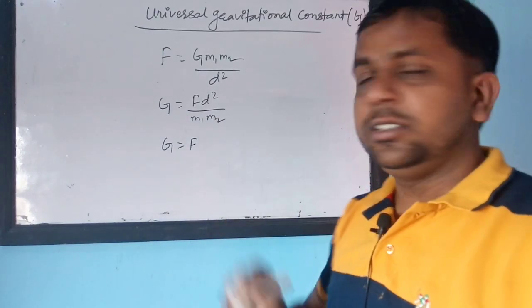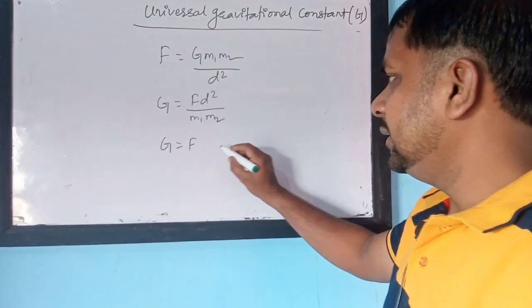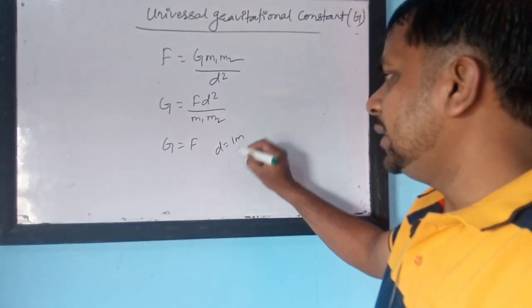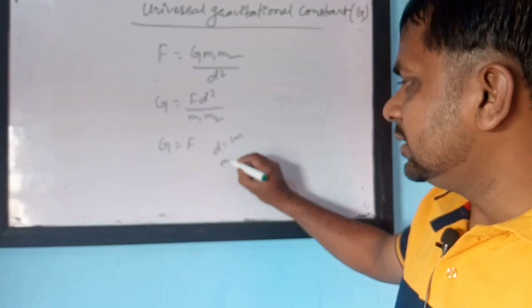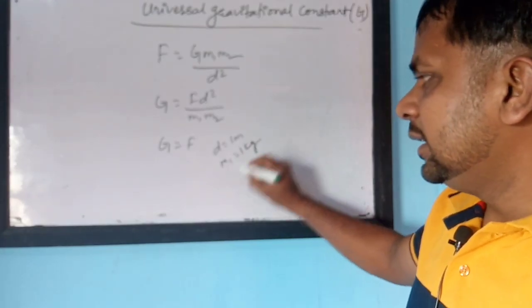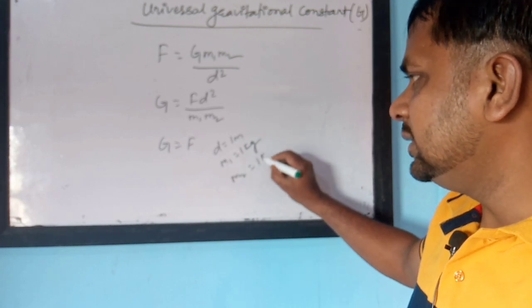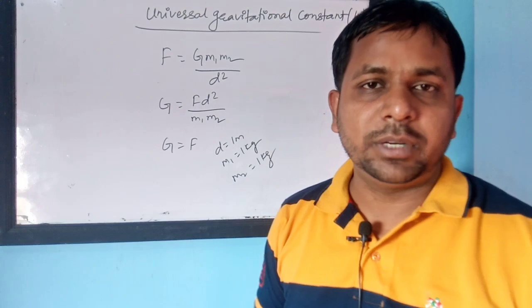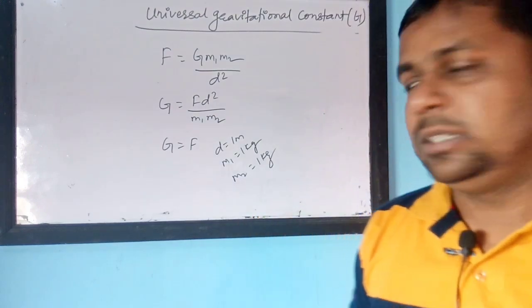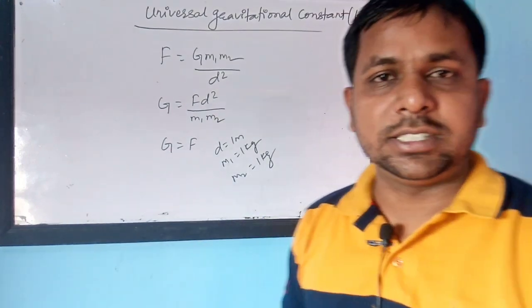In which condition will G be equal to F? Let us see. When the distance between the two bodies is 1 meter and the two bodies' masses are 1 kg, suppose m1 is equal to 1 kg, m2 is equal to 1 kg, then the value of G will be equal to F. From here we define the universal gravitational constant.